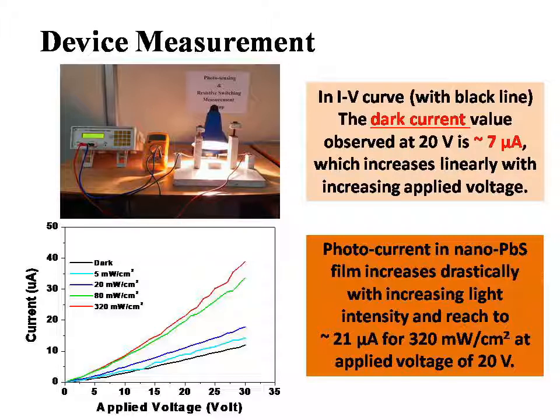If you see the graph on the bottom left hand side, it shows the photocurrent with applied voltage. The black line represents the dark current. The dark current is almost stable, and it increases slowly with increasing voltage, and it may be because of the defects which are present in that particular film. As the light intensity increases, the photocurrent which is developed in that film is also increasing. We varied the light intensity from 5 milliwatt to 320 milliwatt, and the photocurrent also increases in that range.